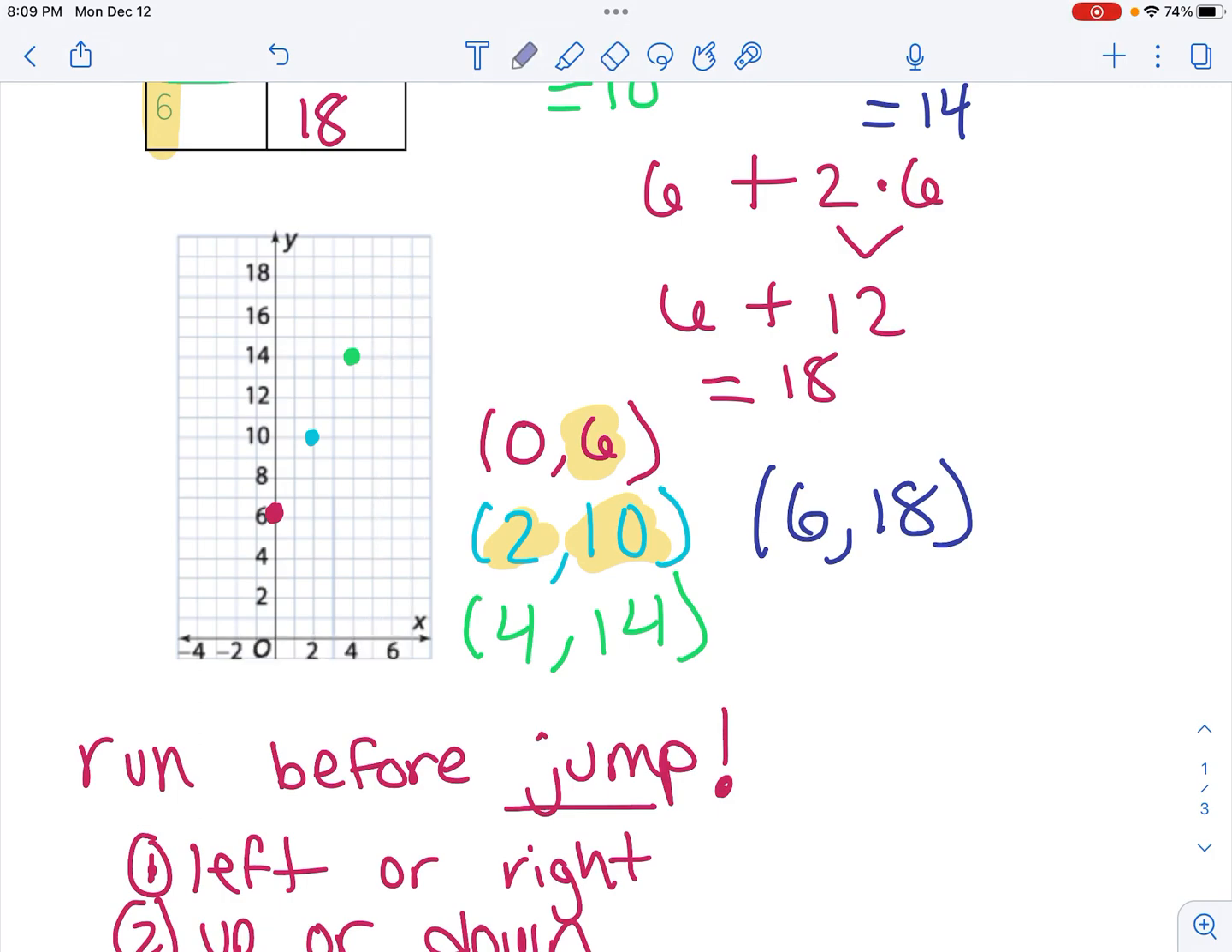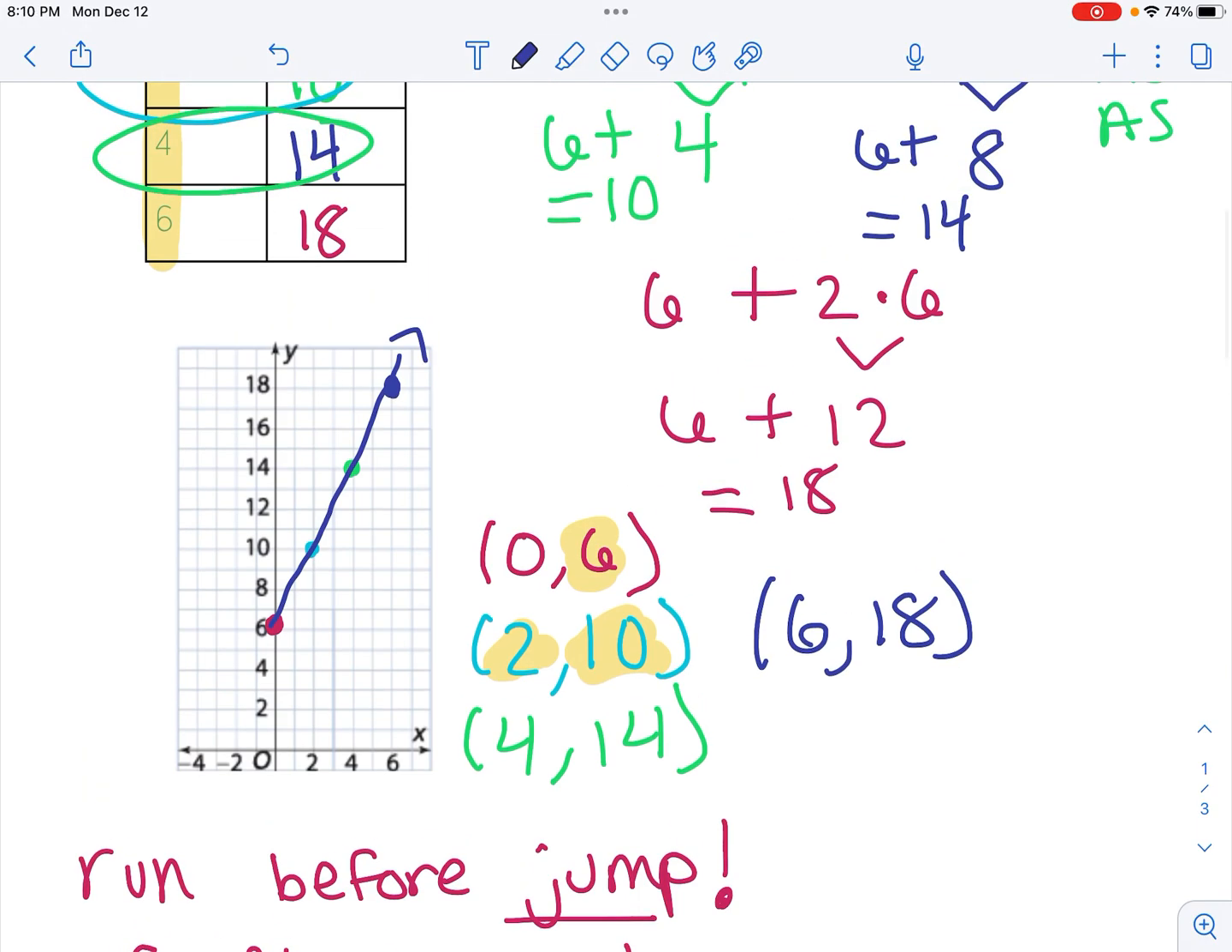Oops, that's going to erase my point there. I can, if I want to, connect these dots with a little line. So this is showing how my temperature is being increased. So as my hours are going up, you guys can see my temperature is increasing as well.